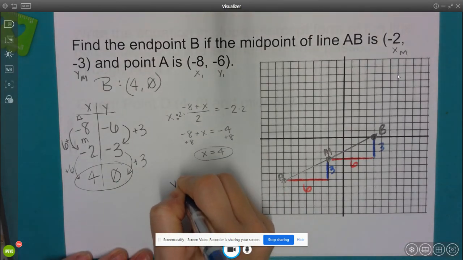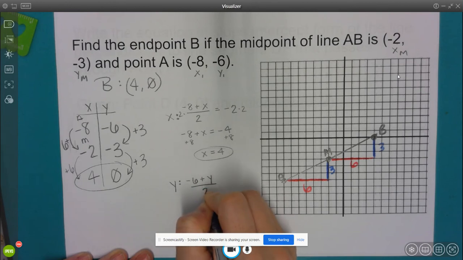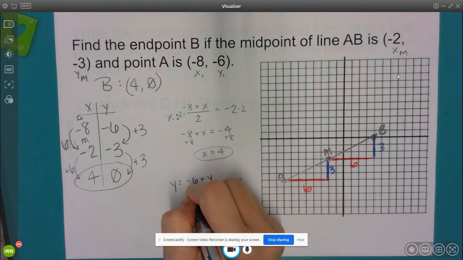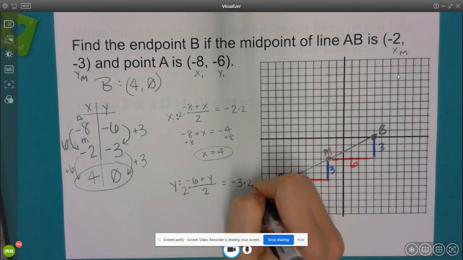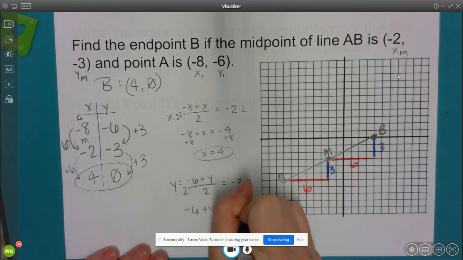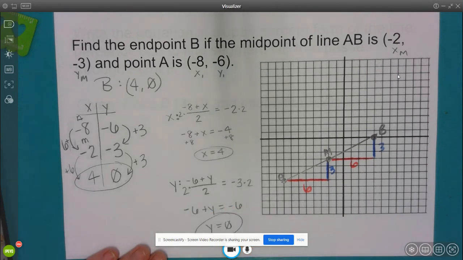So again, still getting an X value of 4. I'll do the same thing for Y. I know my Y value from A is -6. I don't know Y from B, but when I average them, I get -3. So I'll multiply by 2 and multiply by 2. So -6 plus Y equals -6. Well, the only way that works is if Y is 0. So 3 different ways to get to the exact same answer.